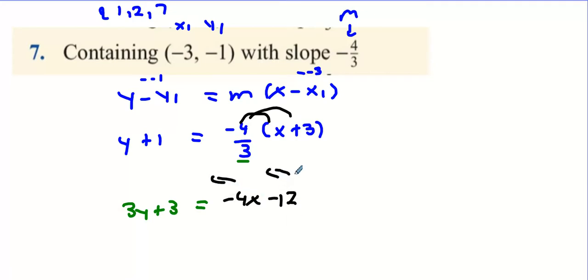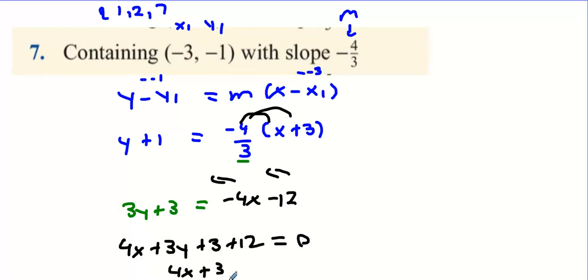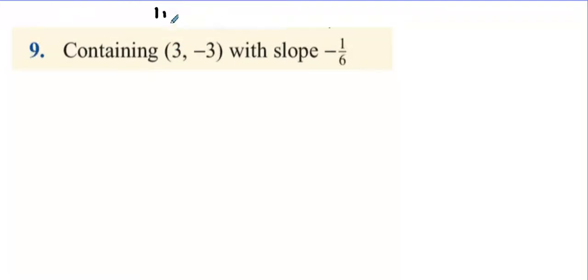Bring the 4x and 12 to the left, so we get 4x plus 3y, and then we get plus 3 plus 12 equals 0. Then we get 4x plus 3y plus 15 equals 0. Okay, hopefully that works out all right for you. So that's 1, 2, and 7 done. Next we're going to do 1, 2, 7, and 9.